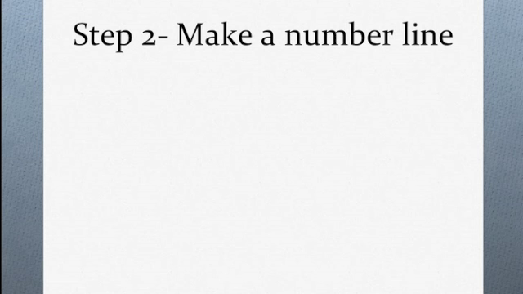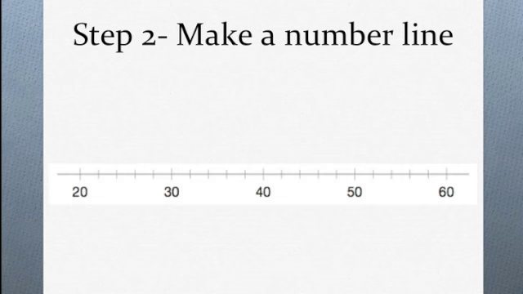Next, you'll take that number set and you'll use it to make a number line. So you'll see what point is the smallest, which was 21, and our largest, which is 58. So we need a number line that's big enough to hold all of those data points. So I've made one here that goes from 20 to 60. That'll easily accommodate the numbers 21 through 58.